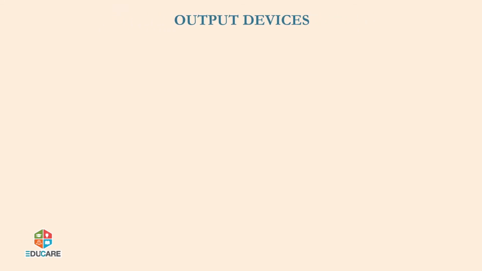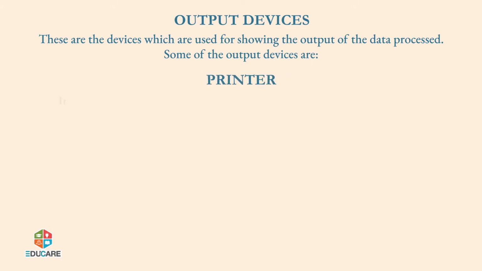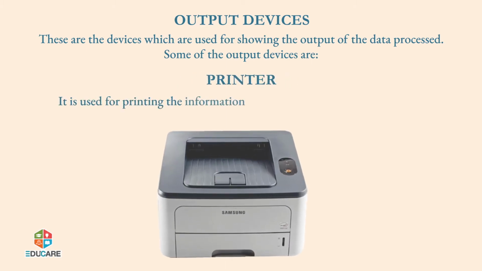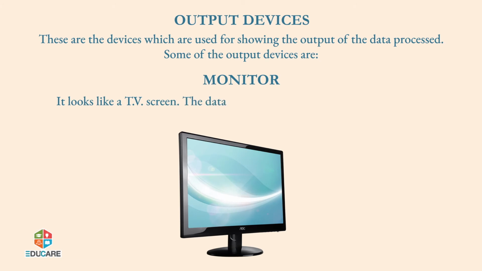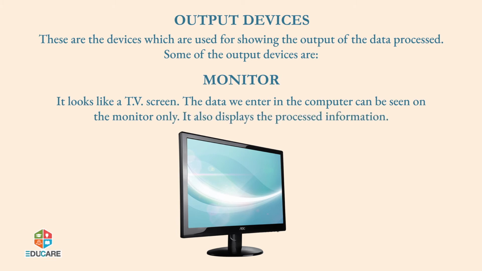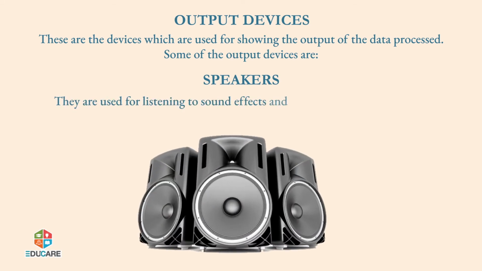Output devices. These are the devices which are used for showing the output of the data processed. Some of the output devices are printer. It is used for printing the information on paper from the computer screen. Monitor. It looks like a TV screen. The data we enter in the computer can be seen on the monitor only. It also displays the processed information. Speakers. They are used for listening to sound effects and music which is stored in the computer.